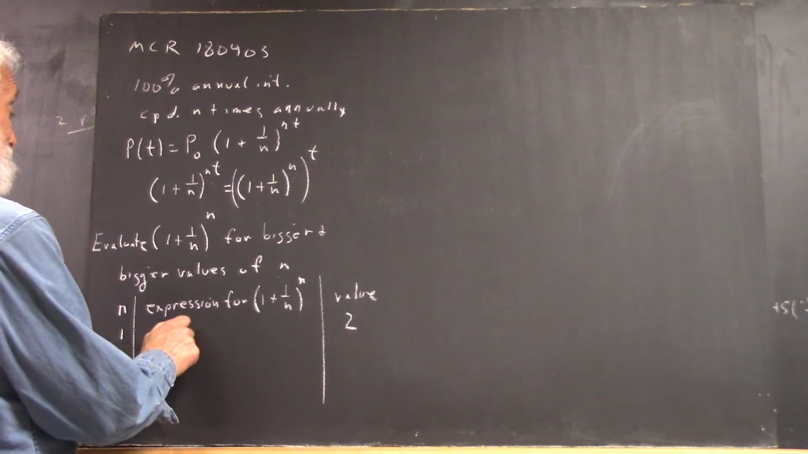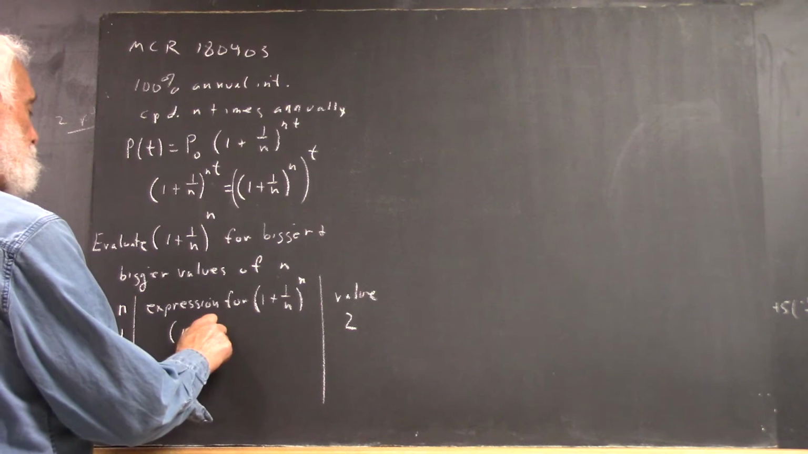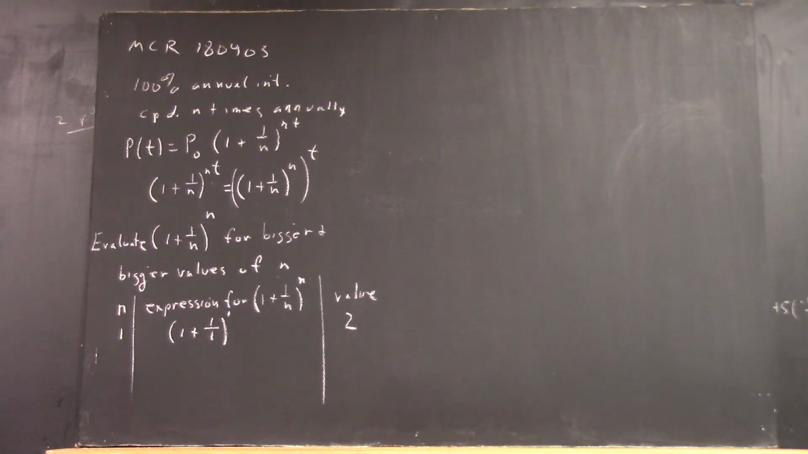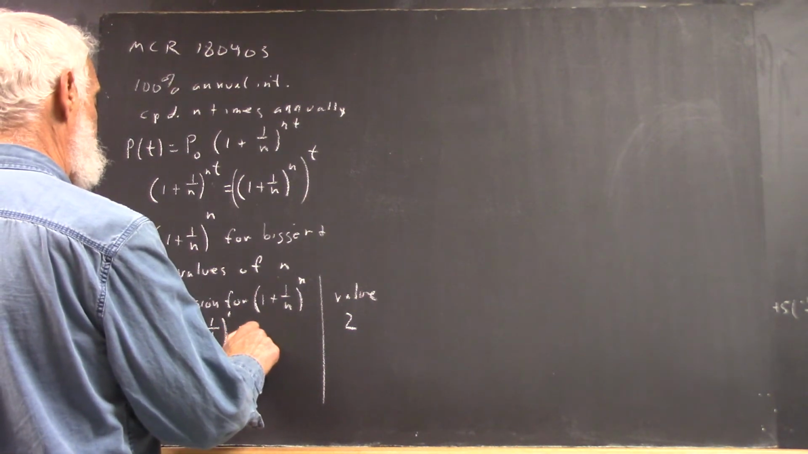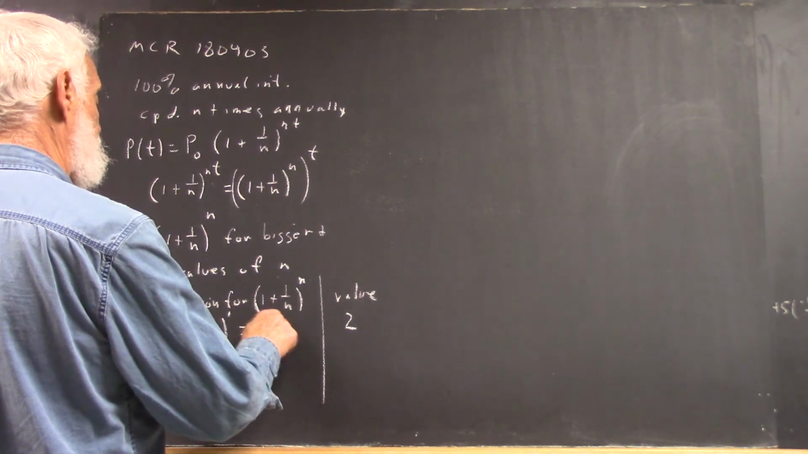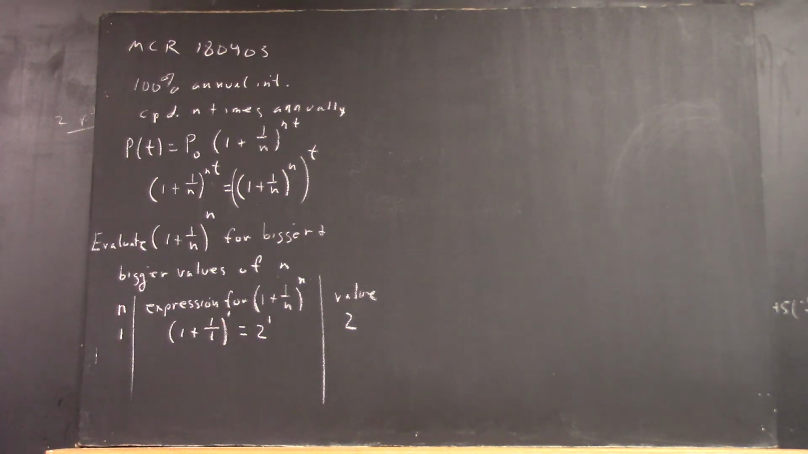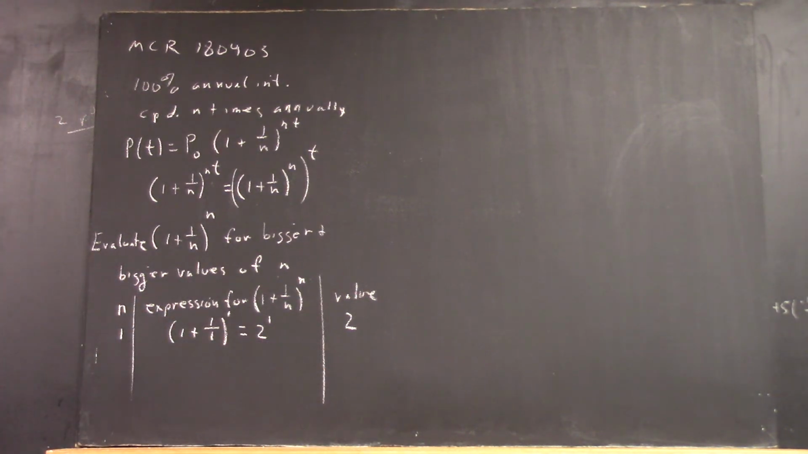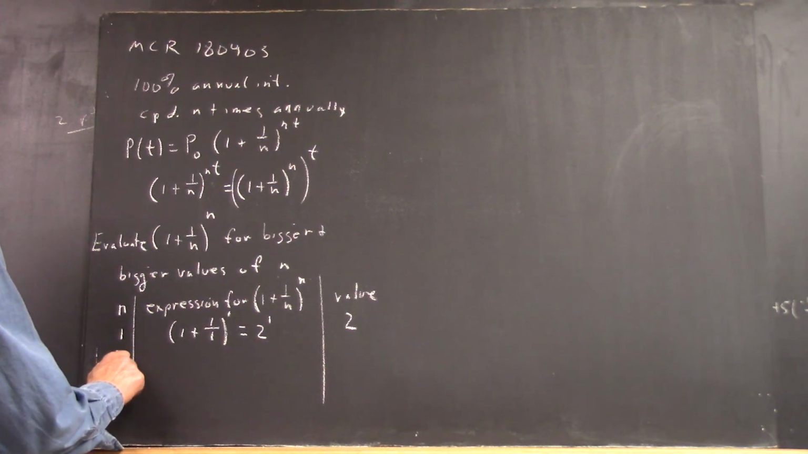Okay? So you just substitute, it's 1 plus 1 over 1 to the 1, right? Okay? And then we can do one step of simplification. That's 2 to the 1. So what's the value of 2 to the 1? 2. Now write out the expression and its value for n equals 2.